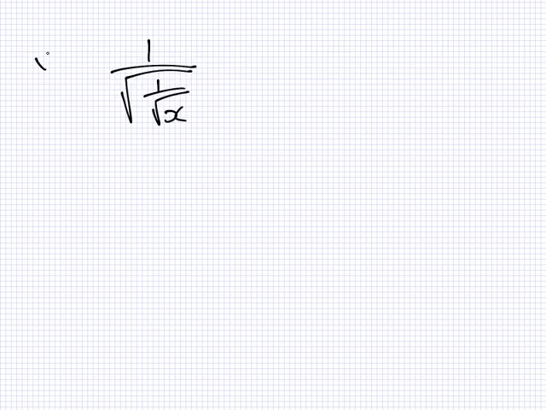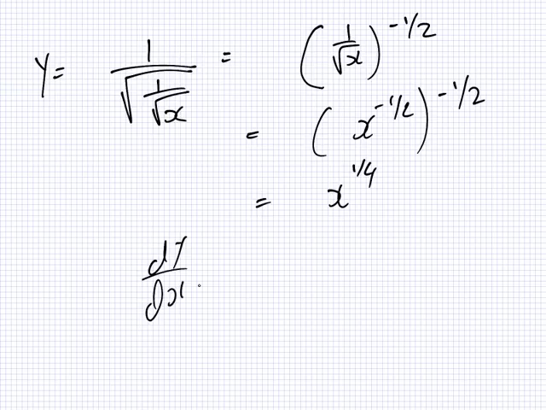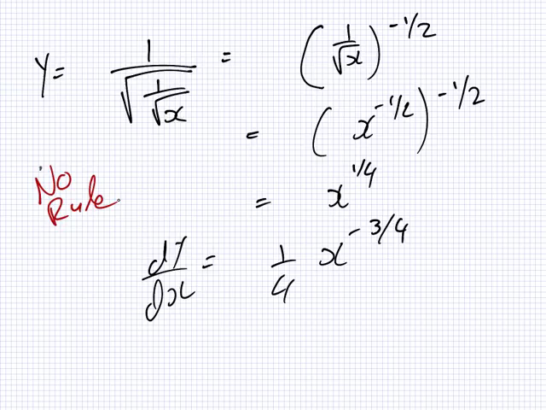So, what I'll do is I'll change this into 1 over root x, minus a half, which will be x to the minus a half, which is x to the a quarter. And so the derivative is a quarter x to the minus 3/4. This is using no rule. Okay, which one do you want to try next?